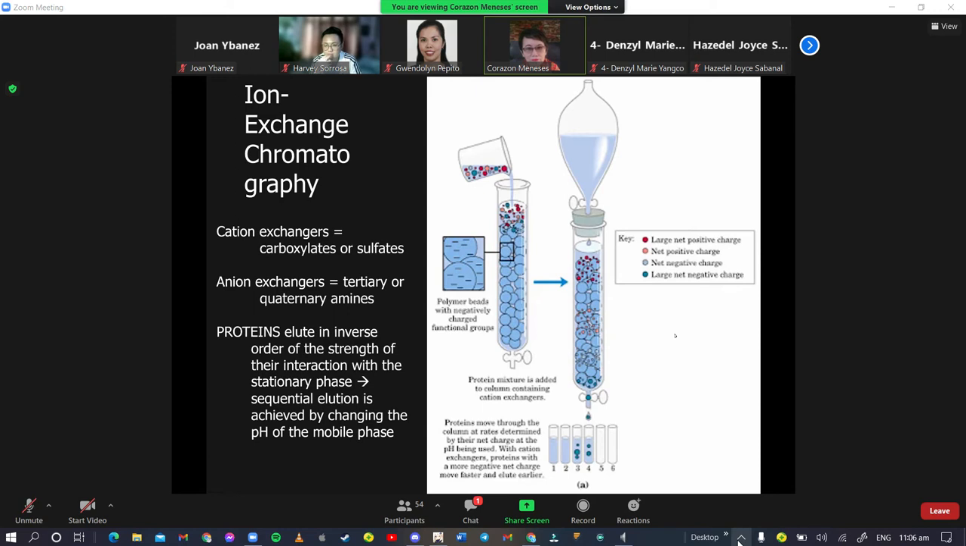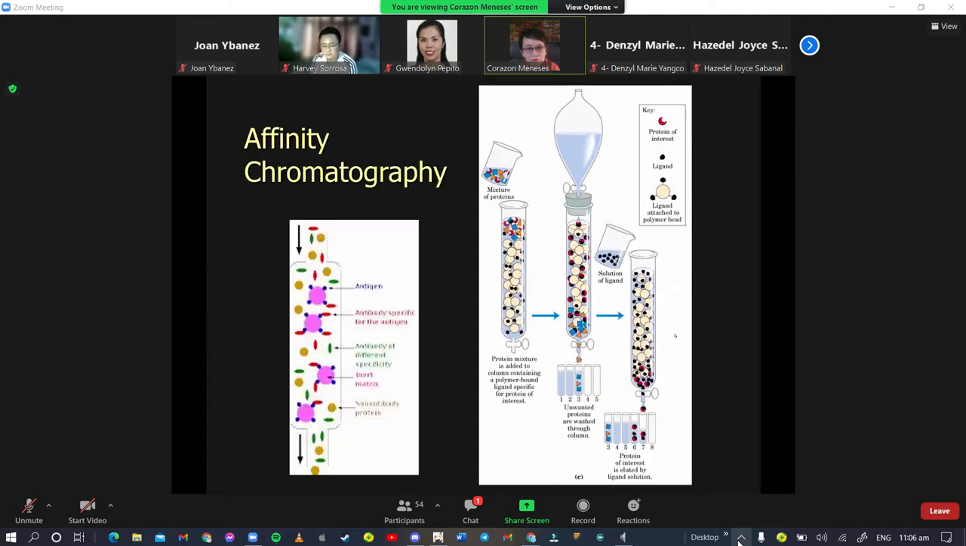So again, by manipulating the pH of the solution, you know that in an acidic environment, it will be positively charged. But if you want to elute one, you can change the pH by knowing the pK of that particular protein. Okay. Affinity.